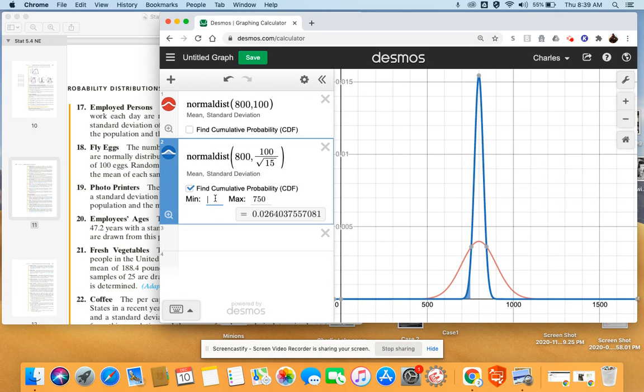So it's very simple to use Desmos. Desmos is a really, really powerful tool. Let's say we wanted to know between 750 and 850. We could do that calculation very easily, putting in our upper and lower values. Desmos is really, really nice for this. I know we've been using Google Sheets a lot, but as far as this is concerned, Desmos is really, really good.